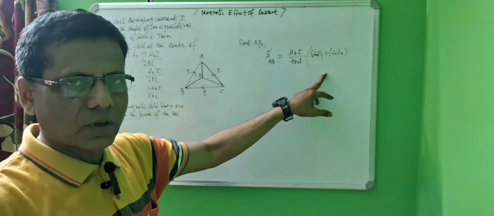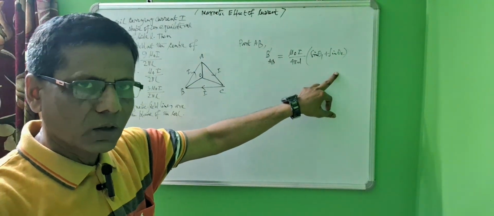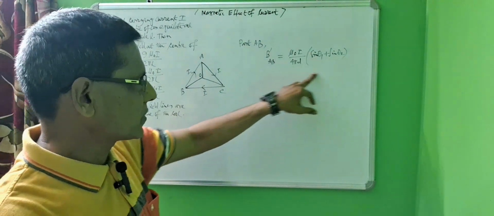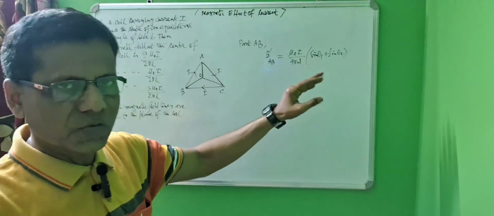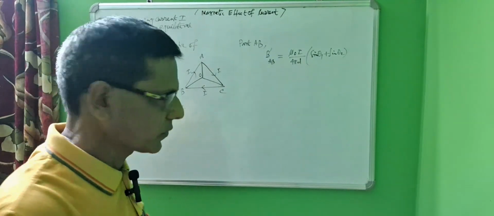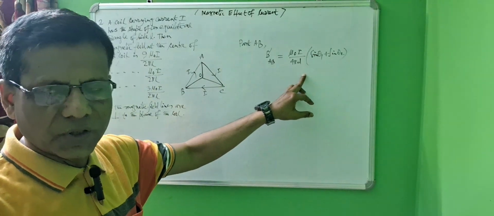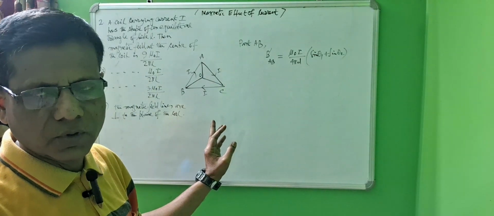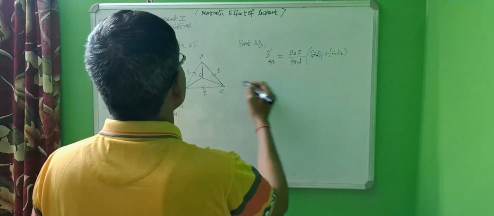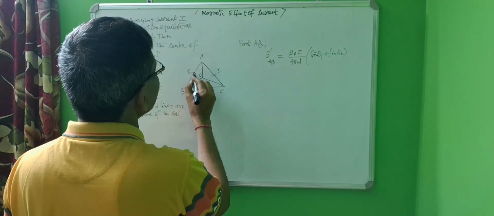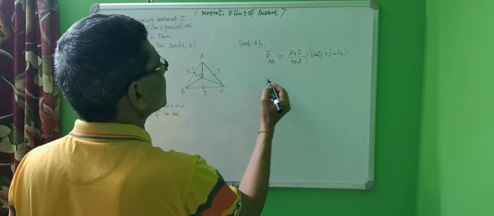How is this expression written here? This expression will be proved, will be deduced in the next problem. Now we take this relation to solve the problem. So here we get OD. Suppose this is point D.